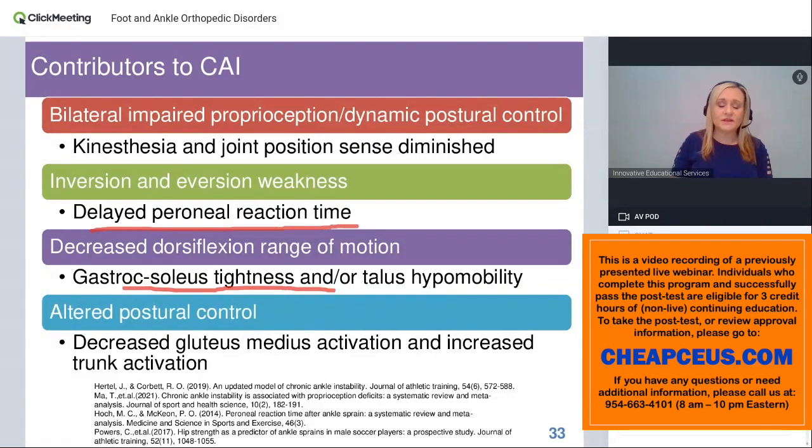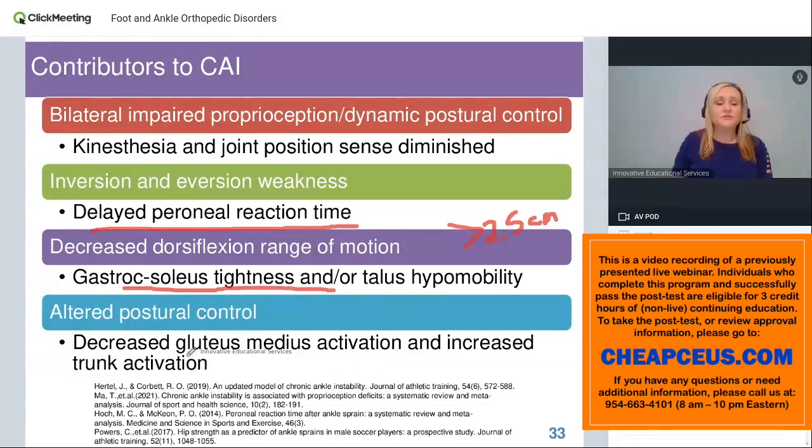In terms of range of motion, gastroc soleus tightness with the standing weight bearing lunge test. There was a study that looked at firefighters who have high demand activities, and they found that greater than a 2.5 centimeter difference in excursion of the gastrocsoleus complex from the involved to the uninvolved side altered the kinematics enough that it put individuals at a greater risk of developing chronic ankle instability.